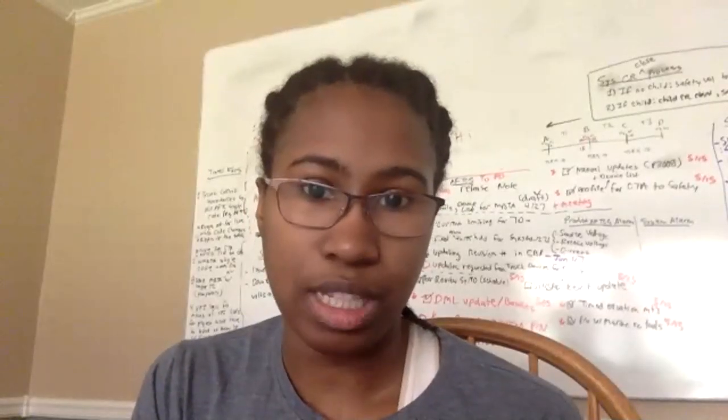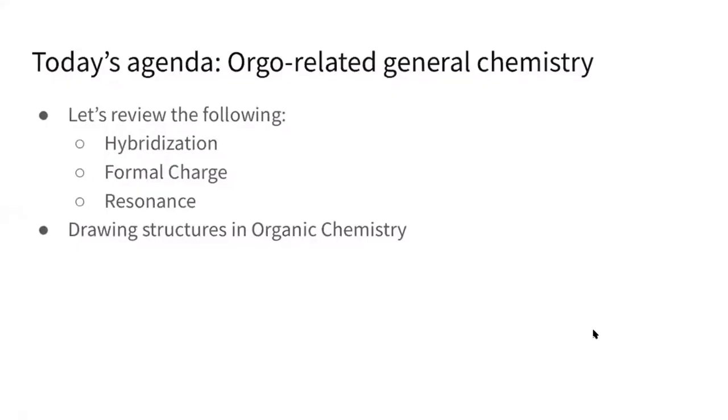So today we're going to be talking about some organic chemistry related Gen Chem concepts, just to review. I'm still waiting for screen sharing to start working again. Perfect. We're going to be talking about hybridization, formal charge, and resonance, and we're going to learn how we draw structures in organic chemistry. You probably will have seen most of the molecules that we're going to talk about before, but at the end of lecture, we're going to show you how we draw them differently.